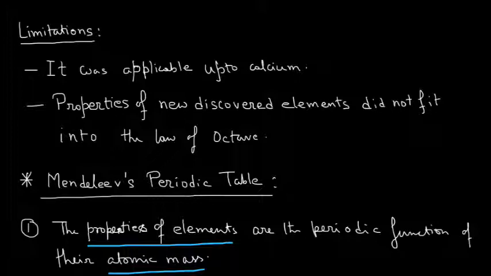So what were the limitations? The first limitation was that it was applicable only up to calcium. It doesn't work after calcium in the periodic table. The second reason for rejection was that the properties of newly discovered elements did not fit into the law of octaves. So these were the two basic reasons why Newlands' law of octaves was rejected.